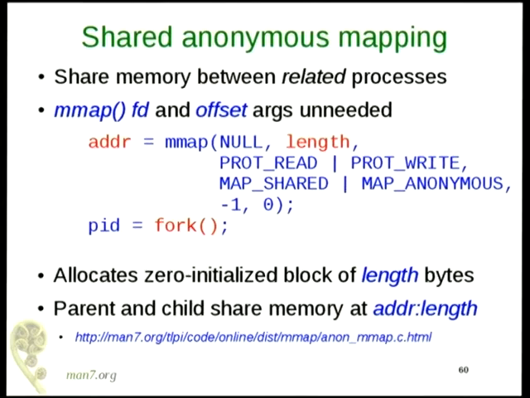Okay, in this case I've said, whatever length of the mapping I want, I want to be able to read and write the contents of that memory. Shared says, okay, I'm going to share this mapping with other processes. Anonymous says there is no file connected with this mapping. So you get a 0 initialized block of that size, and the parent and the child after that fork share that memory at address for length bytes.